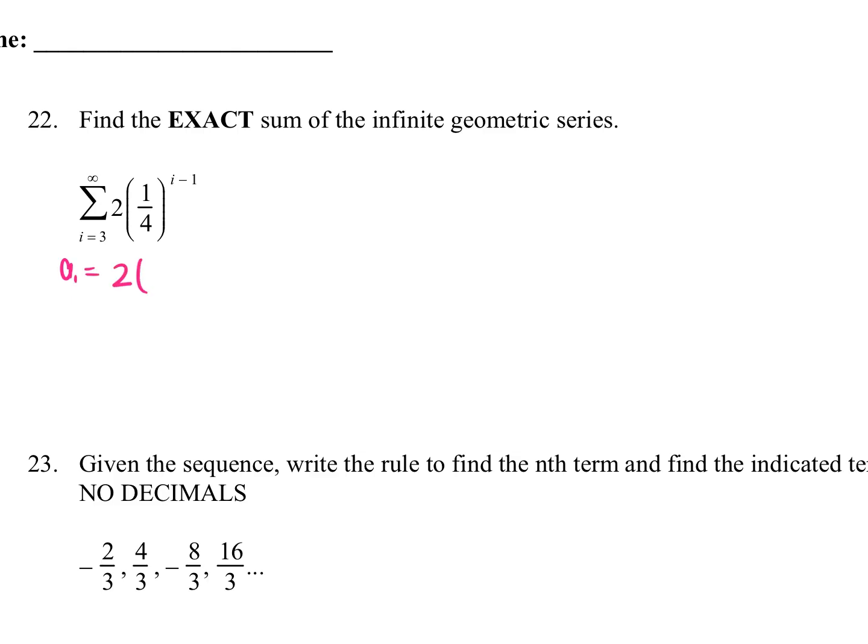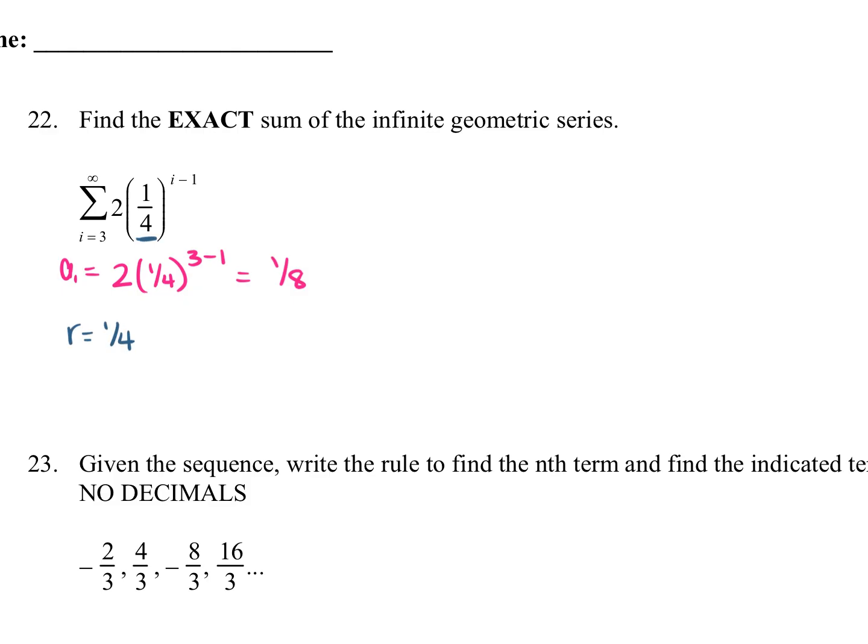So we're going to have 2 times 1/4 to the power of 3 minus 1. That's 2 times 1/4 to the second power, or 2 times 1 over 16, which then gives us 1 over 8. Next, we're going to find r, which we see is that 1/4.